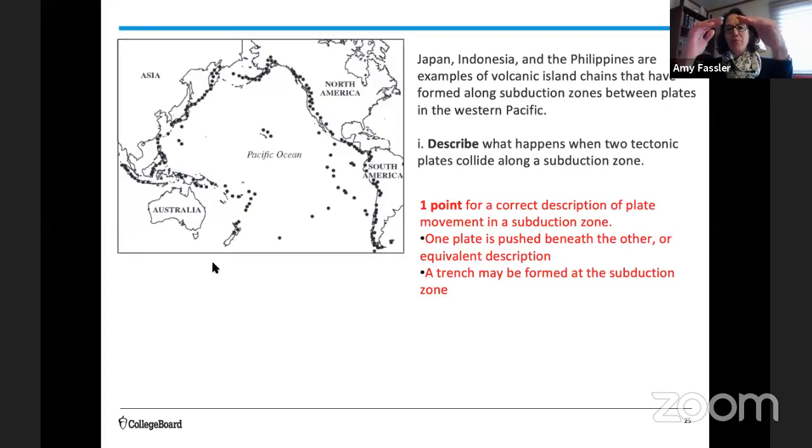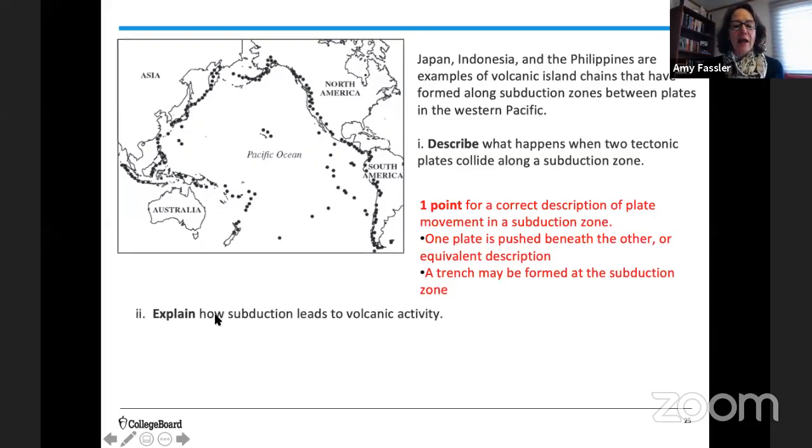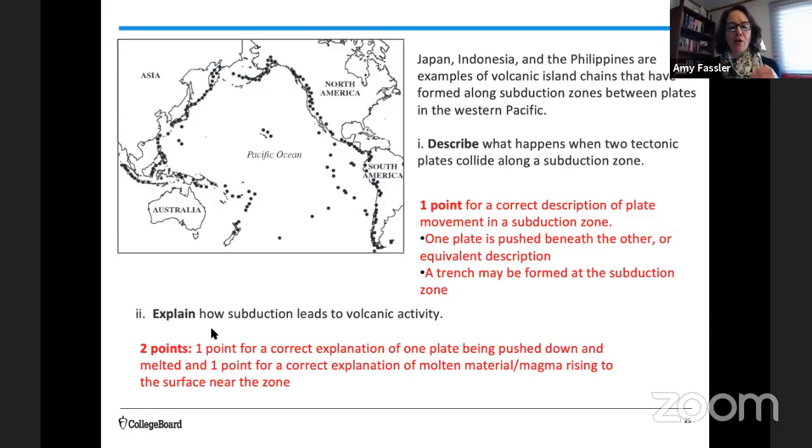Remember, one plate pushes underneath the other. They already gave us that term subduction, but I could have used that in my description again. And then I want to explain how this subduction leads to volcanic activity. So remember, when that plate subducts, it goes into the mantle, it melts, and then that is molten material that can rise to the surface or be vented through that volcanic activity.